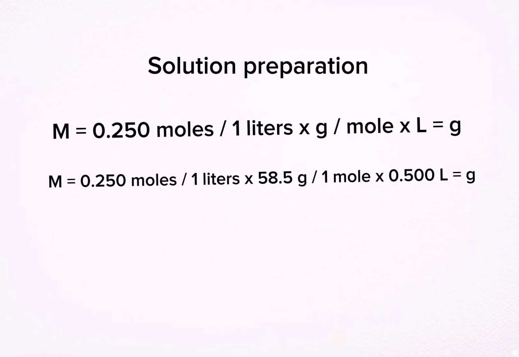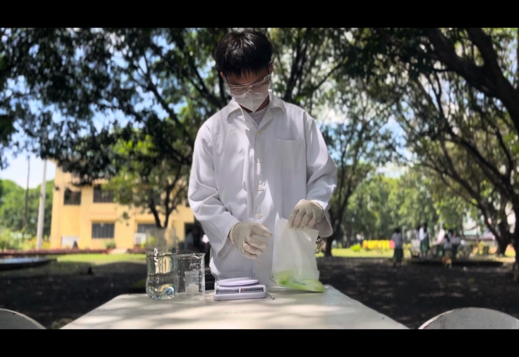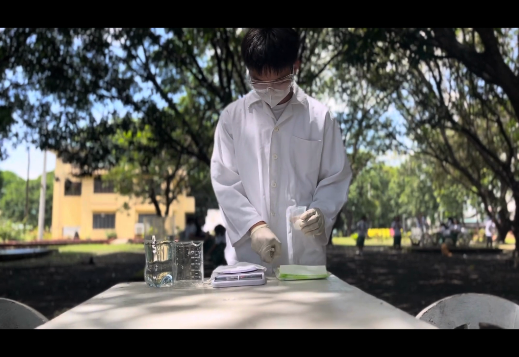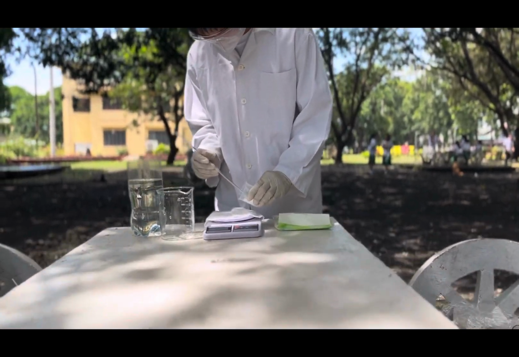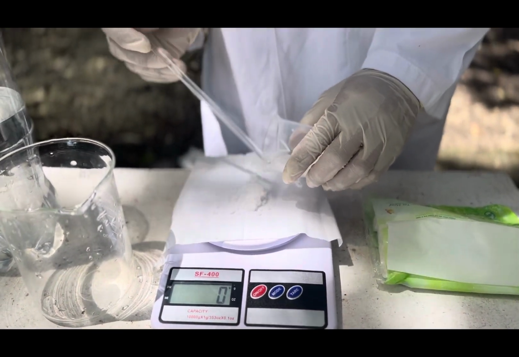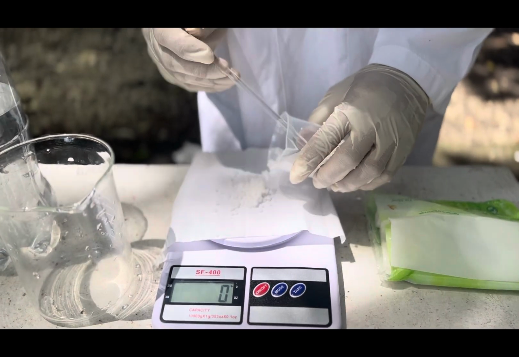The next is the number of liters. We have 500 milliliters, and after multiplying it, we get 7.31 grams, or 7.31 grams of sodium chloride. After we get the needed amount of sodium chloride that we need to dissolve or dilute in 500 milliliters of water, now we need to proceed with the scaling of chemicals.